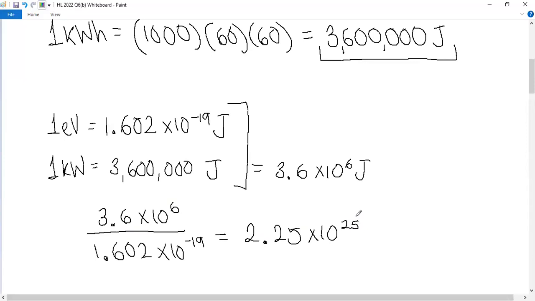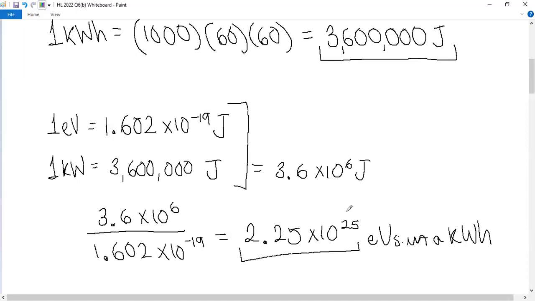And now, unusually in a physics exam, there is no unit going with this because this is just a number. It's just the amount of one thing that's in another thing. If you felt like I do, a bit incomplete, having no unit at the end, you could write a bit of a sentence saying that I found 2.25 by 10 to the positive 25 electron volts in a kilowatt hour. Now you wouldn't have to write that. I just feel like it makes it a little bit clearer. So I've got 2.25 by 10 to the 25 electron volts in a kilowatt hour.